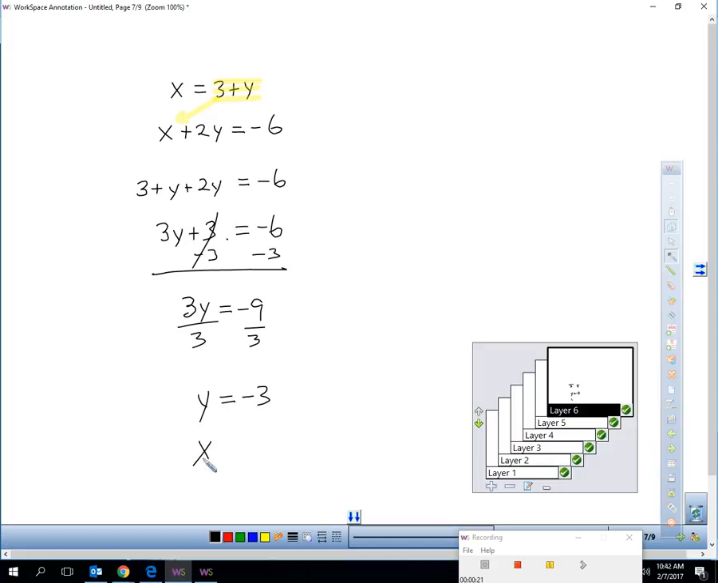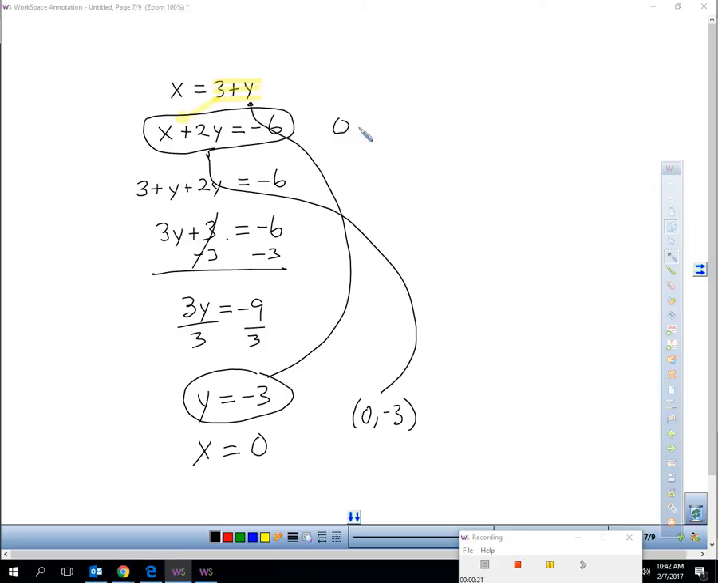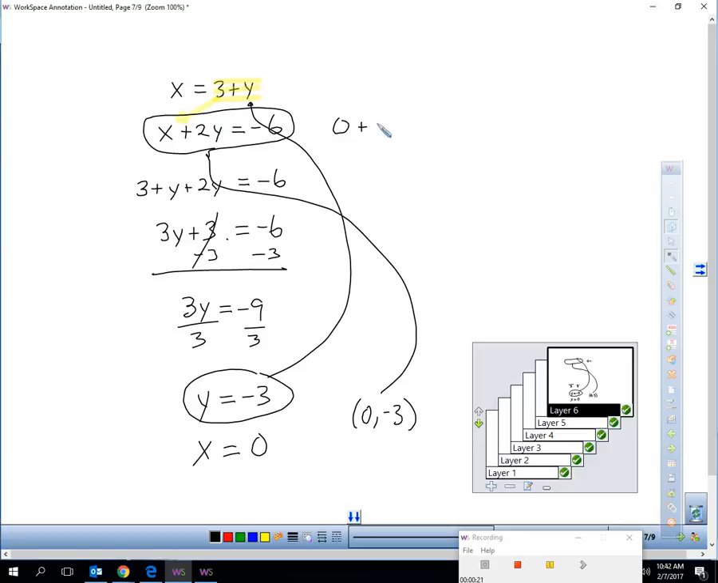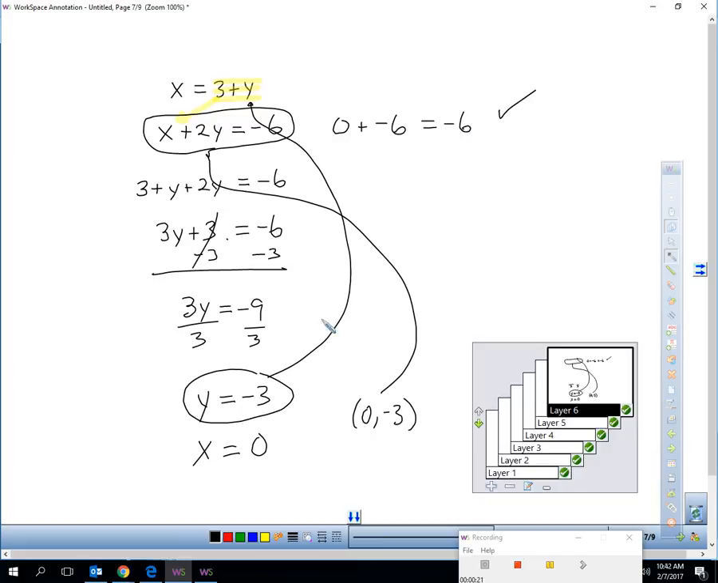Now I got to find x. Take negative 3 for y, plug it in here, and see what x is. 3 plus negative 3 is 0. It looks like my ordered pair is 0, negative 3. Let's see if that works in the other equation, in this one. If I plug a 0 in for x, I get 0. If I take 2 times negative 3, I get negative 6. Is 0 plus negative 6 equal to negative 6? And yes, it is. There's my solution, 0, negative 3.